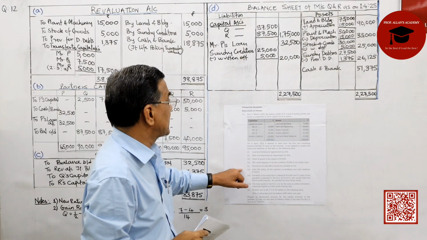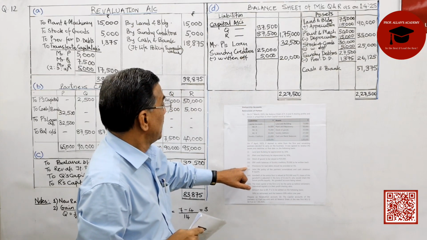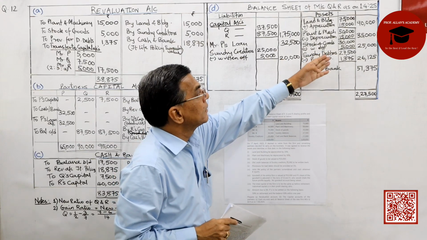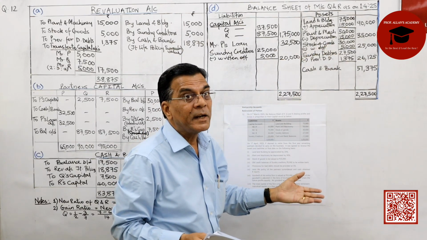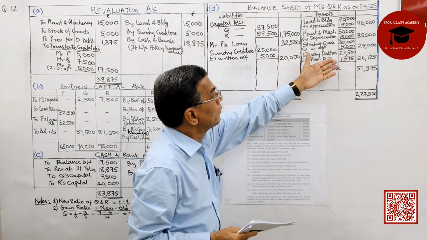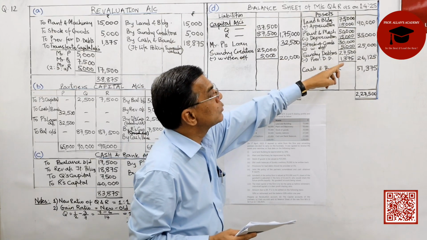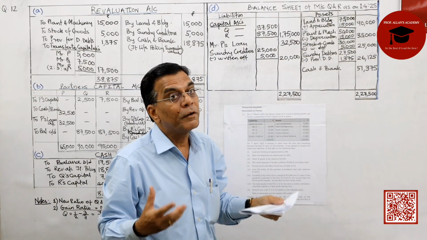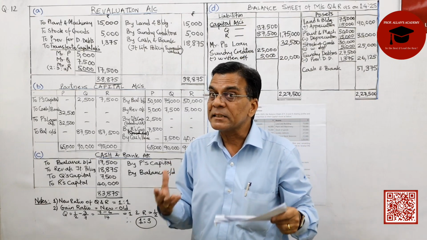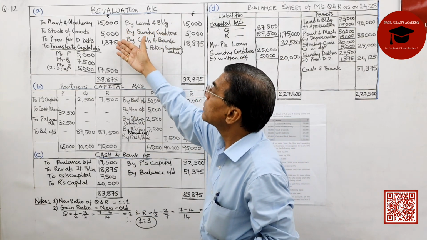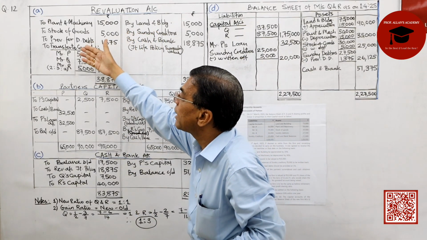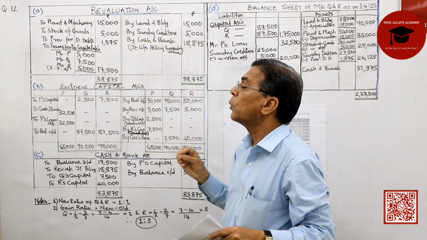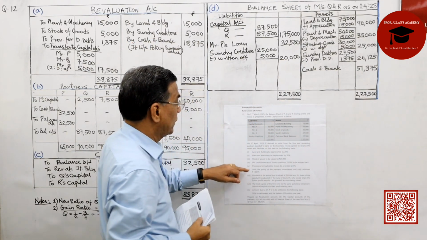Then we come to the next item. Provision for doubtful debts is to be at 5%. Our debtors stand at 27,500. Provision at 5% works out to 1375. Now our debtors are reduced. So if it is reduced, that means an asset is getting reduced. That will be a loss to us. Therefore, debit of revaluation to provision for doubtful debts 1375.